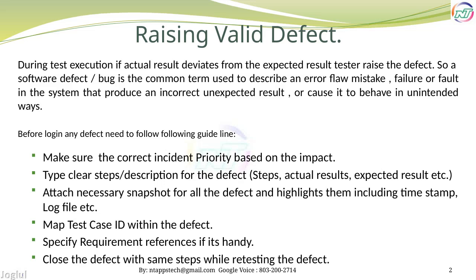Before logging any defect, it's important to follow certain guidelines. First, make sure to assign the correct priority based on how much impact the defect has on the system. Then clearly write down the steps to reproduce the defect, including what actually happened and what you expected to happen.